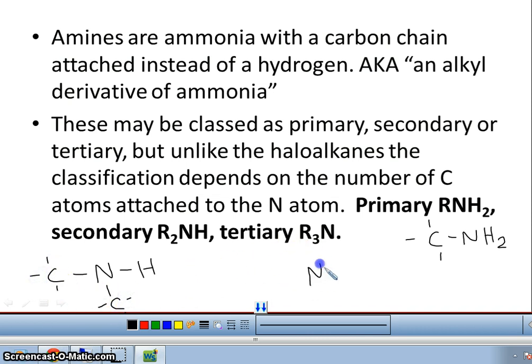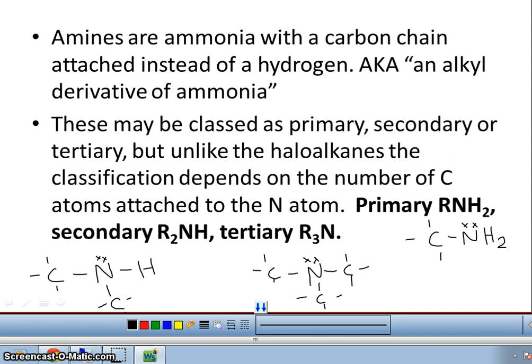Tertiary have a nitrogen with three carbons attached. Now always remembering that nitrogen has that extra lone pair of electrons sitting on top of it. Okay? Just reminding you that these exist.